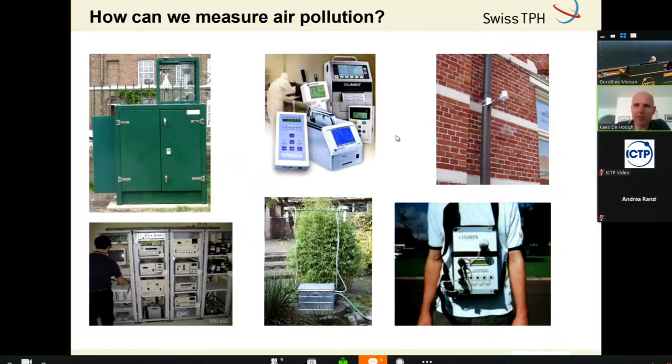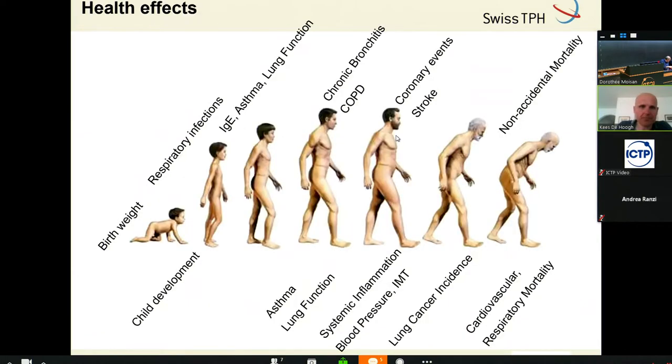So the difference between passive and active sampling is that with active sampling, you need a pump to pump the air through the monitoring device, whereas with passive sampling, you can just hang up a filter, and this filter will then, within a week, collect pollution, after which it can be analyzed. So there's many different ways of measuring air pollution.